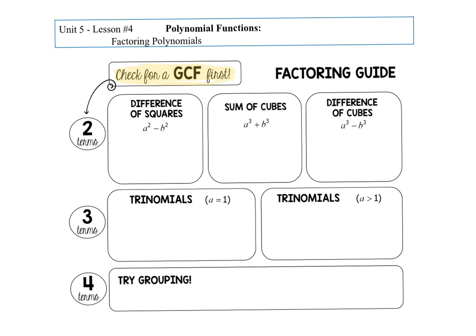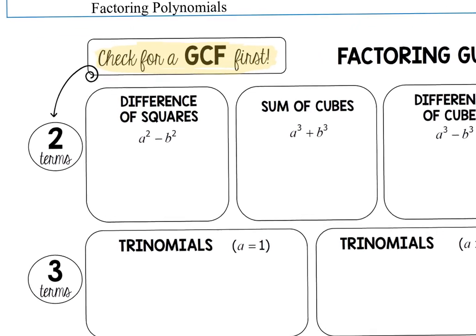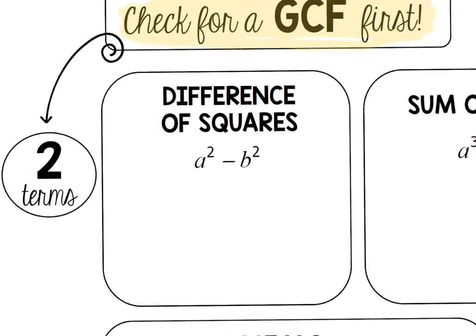When you're looking at a polynomial, no matter how many terms are in it, think, is there anything they have in common that can be divided out? So that's just going to be our first look through when we're doing it. And then it might be a different type of factoring. So we're going to start with things that have two terms. And I'm going to kind of zoom in here.